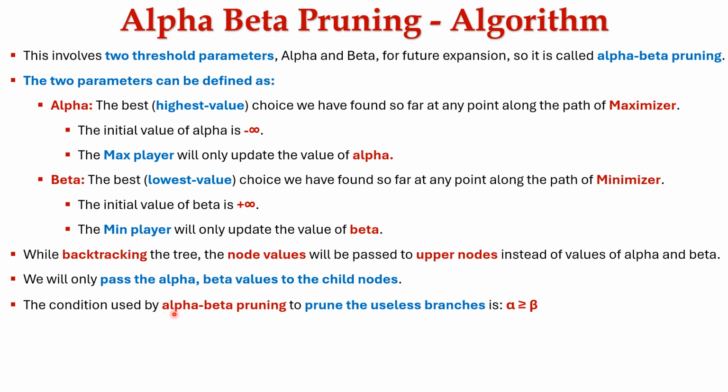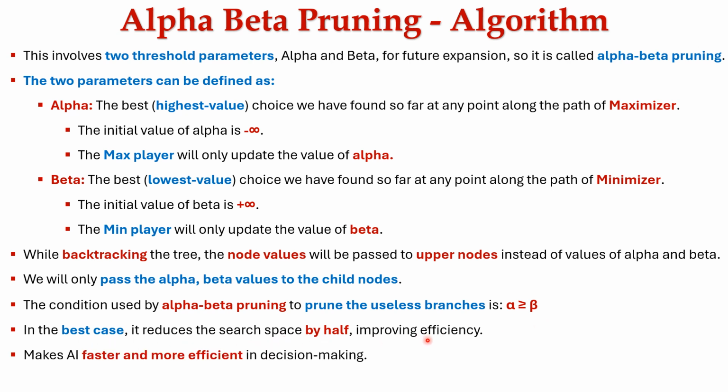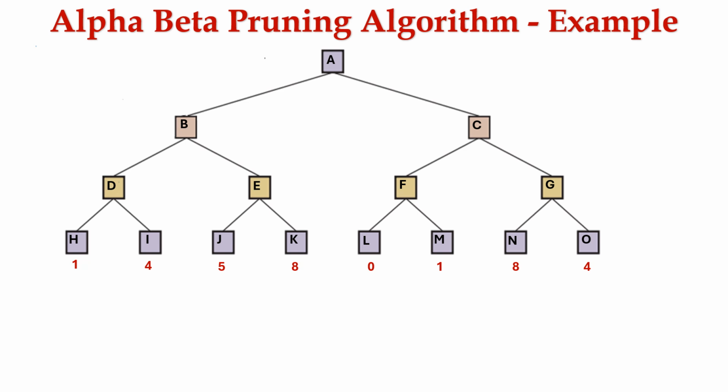The condition used by alpha beta pruning to prune the useless branches is alpha greater than or equal to beta. This is one of the important conditions which we have to check in this algorithm. In the best case, it reduces the search space by half, improving the efficiency. It makes AI faster and more efficient in decision making. Let's solve an example problem now.